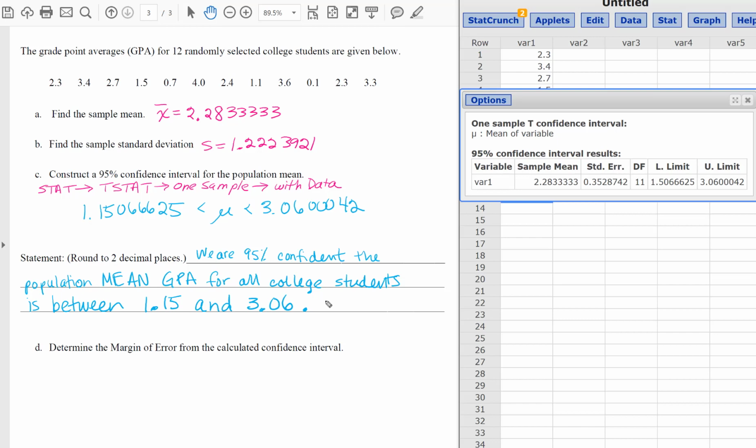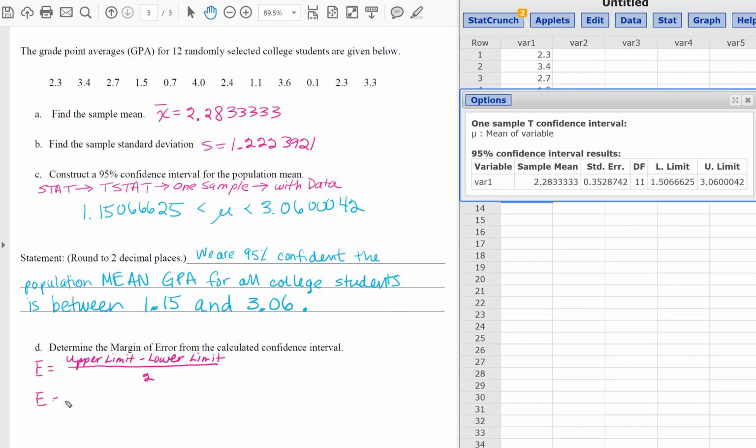Okay. Now again, notice StatCrunch did not give us our margin of error. So if we wanted to find our margin of error, we would have to use the formula for how to get a margin of error from a confidence interval. If you remember earlier on, we noticed that we could use a formula. We take the upper limit minus the lower limit and divide that by 2. So remember, the upper limit minus the lower limit is the complete width, divided by 2.